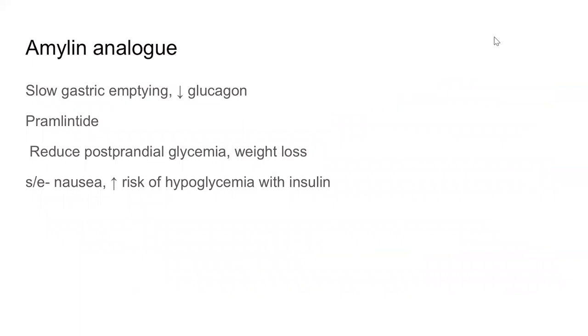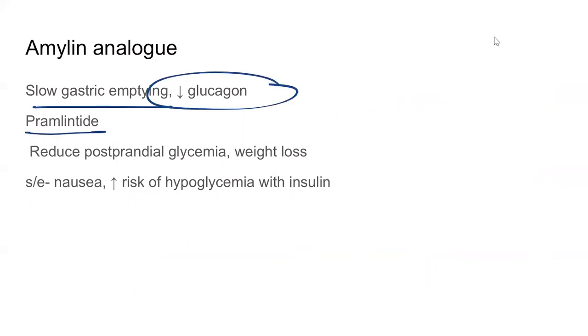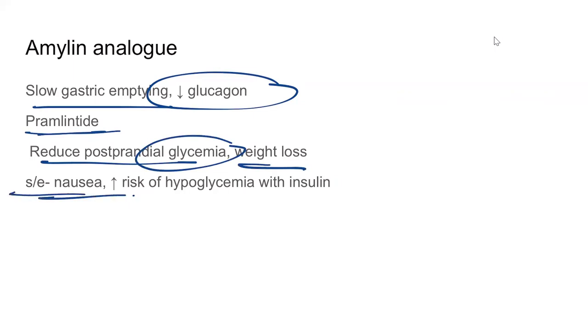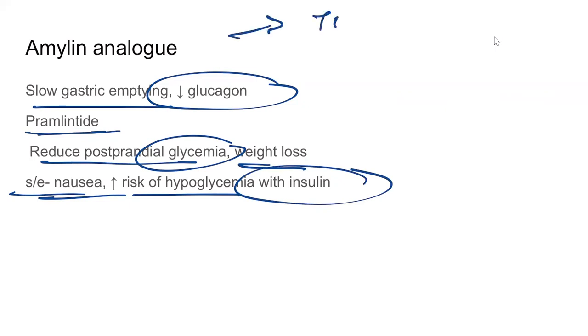Then we have another class of drug in injectables. These are amylin analogs. They decrease gastric emptying and decrease the level of glucagon. The drug in this group is pramlintide. It reduces postprandial glucose level and it promotes weight loss. Side effects are nausea and increased risk of hypoglycemia along with insulin. This is the only drug that can be given in type 1 DM other than insulin.